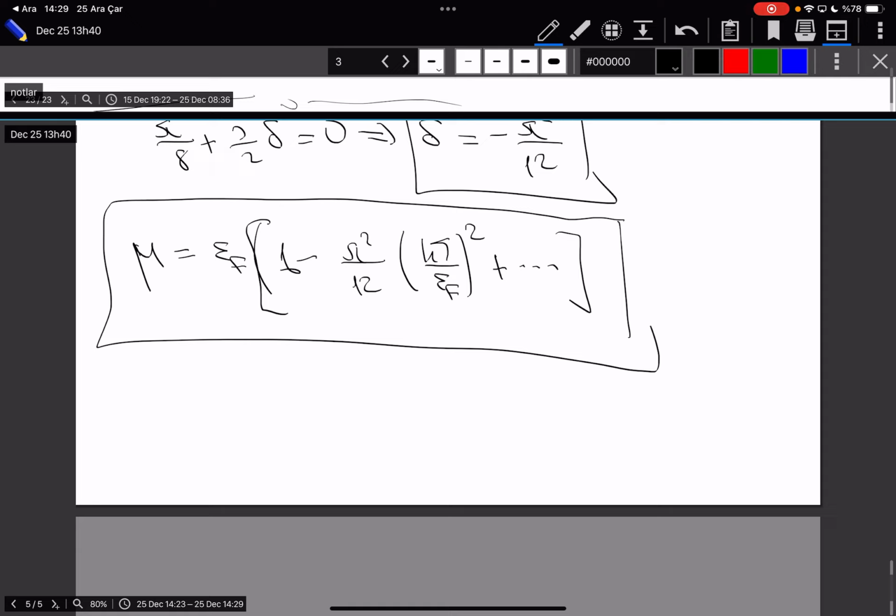So the next task we will do is, now we know the chemical potential as a function of temperature. So what about, let's say, the pressure? What is the pressure of this system? What is the energy of this system?